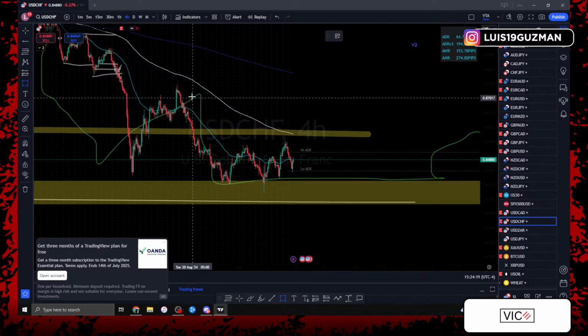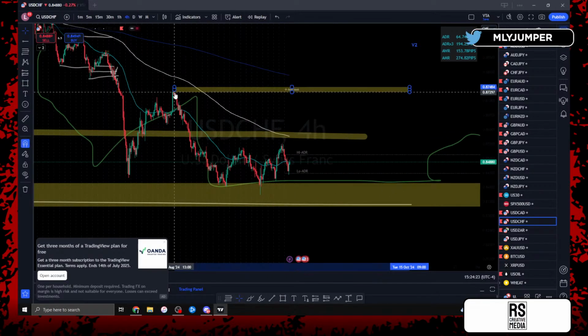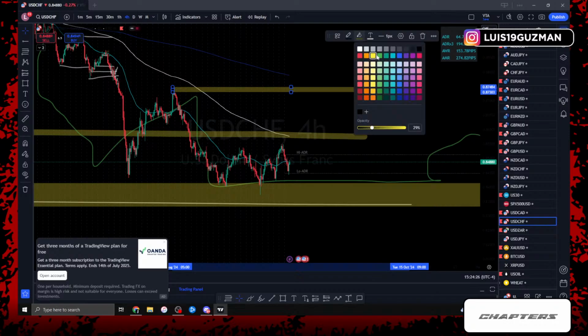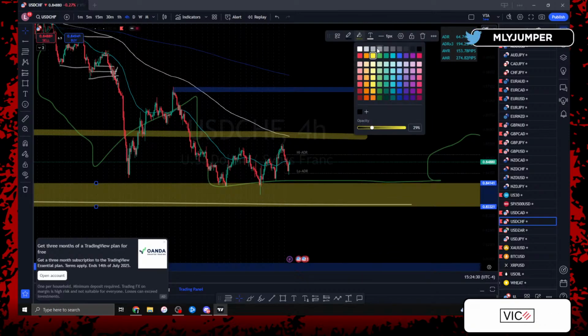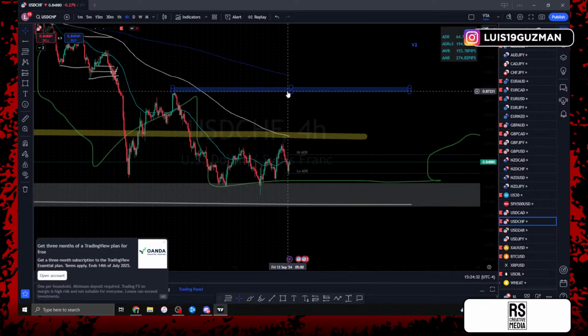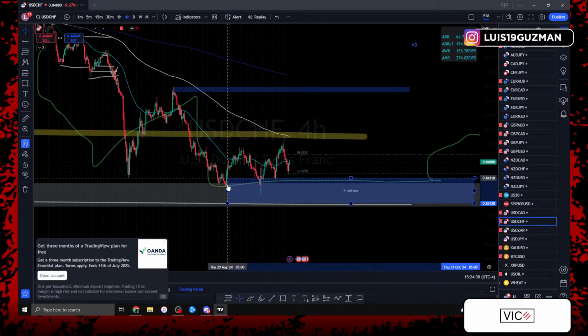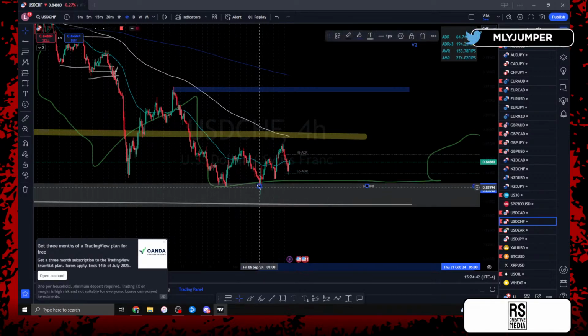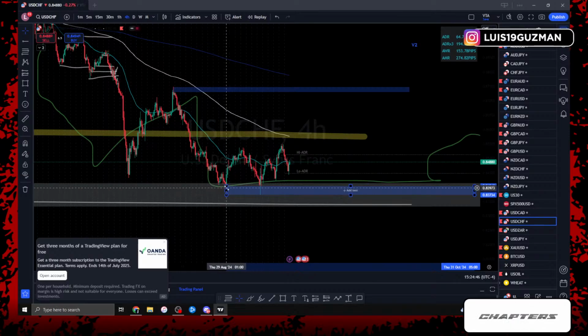So in the 4-hour time frame, we're trading between this high over here. Let's change this to blue and let's change this to gray. Right, in the 4-hour time frame, we know we're trading between pretty much this low here and this high, right?